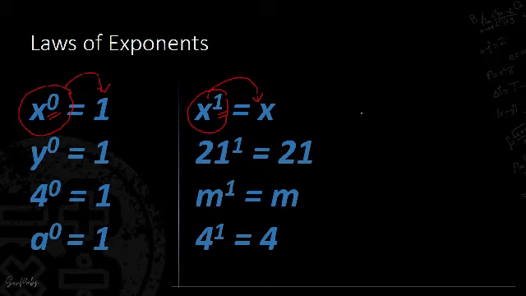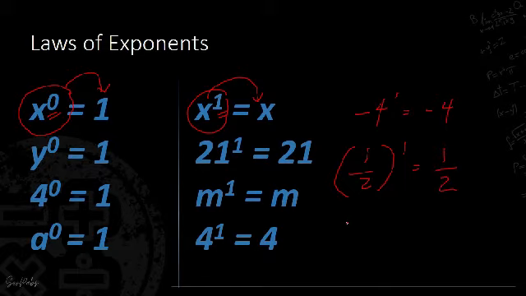So even if it is a negative number such as negative 4 to the first power, that is equal to negative 4. We have 1/2 to the first power, that is equal to 1/2, and we have 428 to the first power, and that will be equal to 428. So any number, any variable with an exponent of 1 is automatically equivalent to itself.